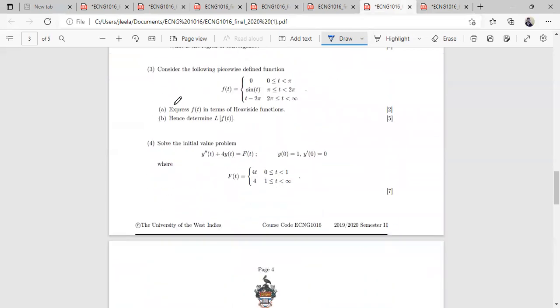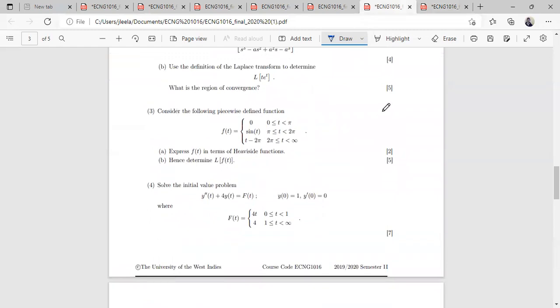So let's look at this question now. Consider the following piecewise defined function. f(t) is 0 between 0 and pi, is sine t between pi and 2 pi, and is t minus 2 pi between 2 pi and infinity. Express f(t) in terms of Heaviside functions and determine the Laplace transform.